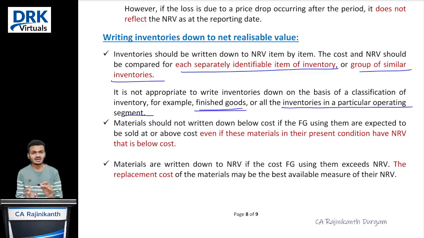We should not treat all inventories in a segment as a group of similar inventories. That is what the standard is saying. We need to compare the cost and NRV item by item or for a group of similar inventories. We should not compare finished goods to finished goods, raw material to raw material, work in progress to work in progress, or assume inventories located in one segment are a group of similar items. That is what the standard is saying.